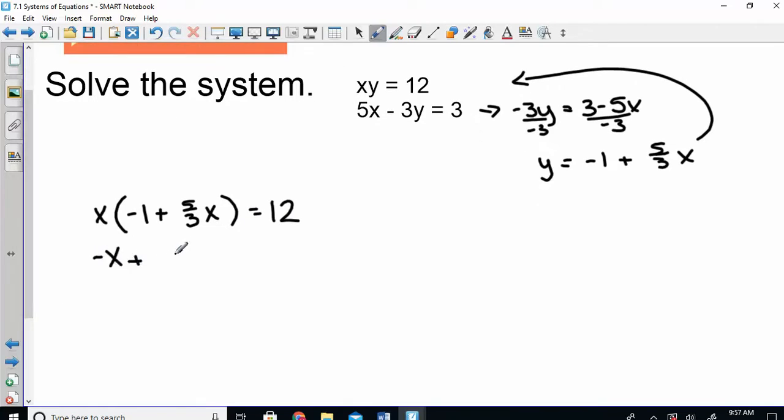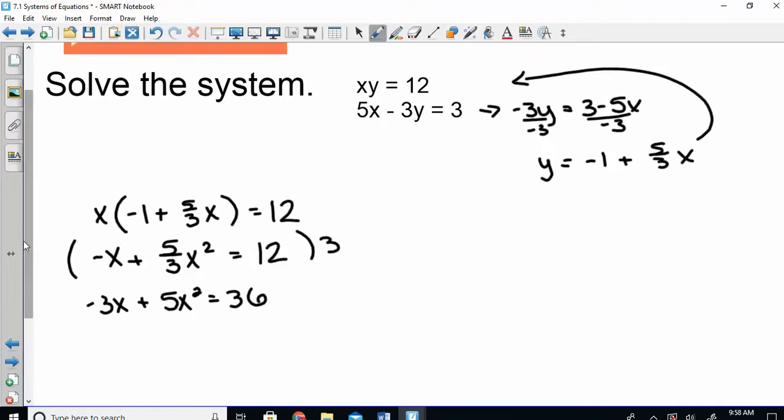So if we distribute, do you like having a fraction? So how could we get rid of it? So let's just take everything times 3. We get negative 3x plus 5x squared equals 36.